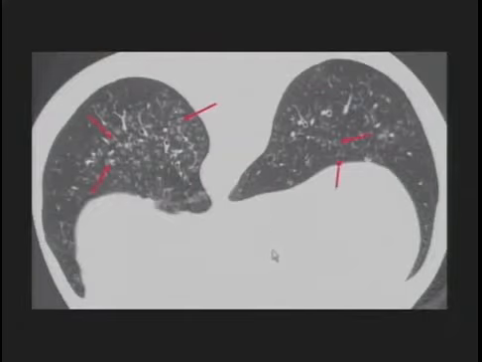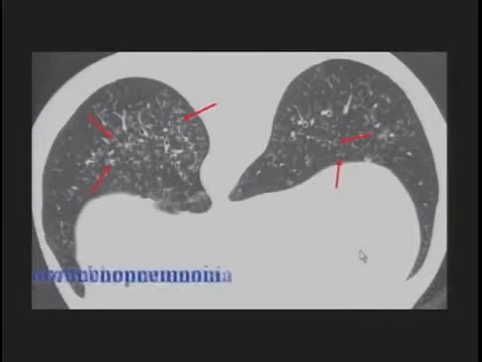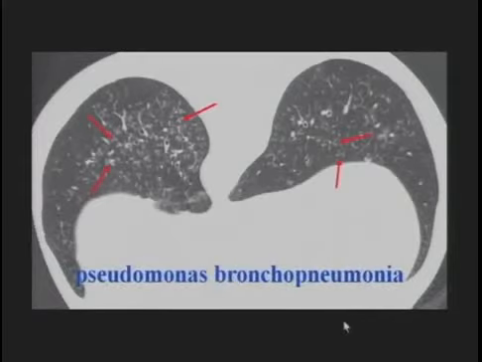Nice example here of multiple trees in bud in the lower lobes on a prone scan, beautiful branching opacities. I'm going to think this is infection, and it's Pseudomonas bronchopneumonia.